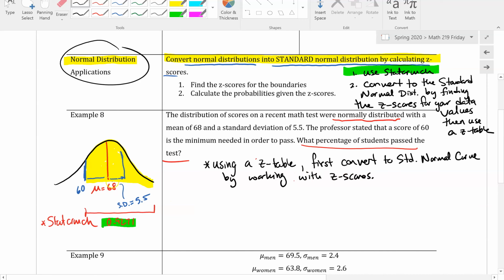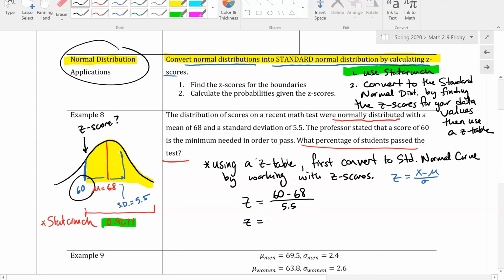So for the data value of 60, I need to know what that z-score is if I'm going to use my z-tables. Remember, a z-score is always your data value minus the mean over your standard deviation. So in this case, my z-score would be: 60 is the data value I'm interested in. The mean was 68 and the standard deviation was 5.5.